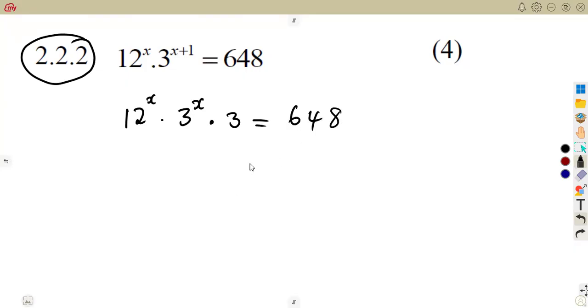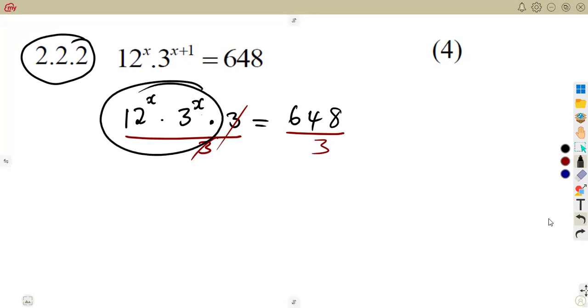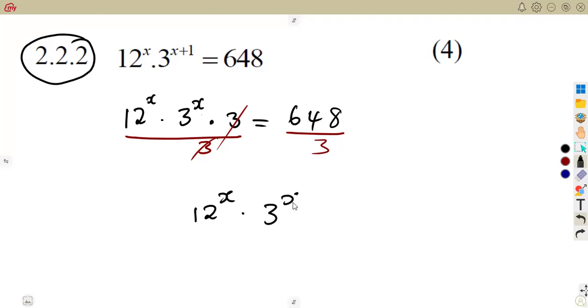648. As we have separated this, the 3 is no longer useful because we do not have x on this 3. It is just a normal number where we do not have x. So let's remove it. Divide by that 3, because it's under a multiplication. So we are remaining with the product of these two: 12 to the exponent of x times 3 to the exponent of x, which is equal to, divide these, it was going to give you 216.